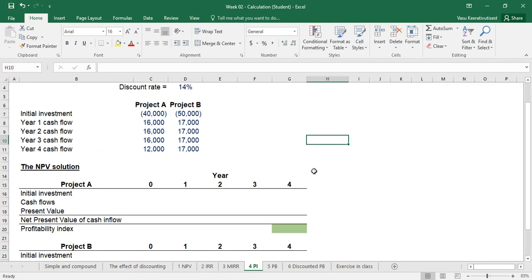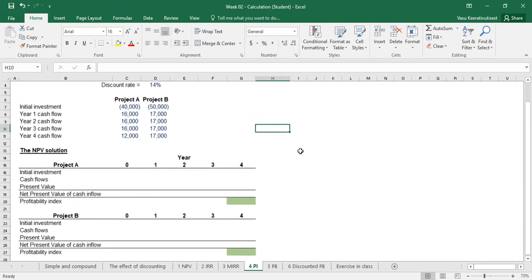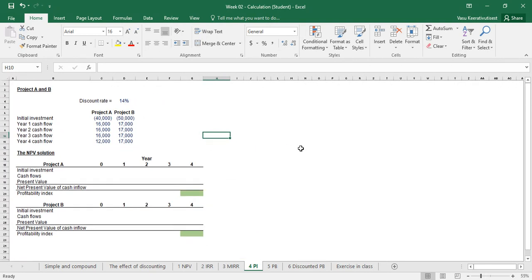And the final part is about the profitability index. As I mentioned to you earlier in class, the profitability index means that you divide, but the net present value means you just sum, or you subtract, together. So let's look at this NPV calculation.